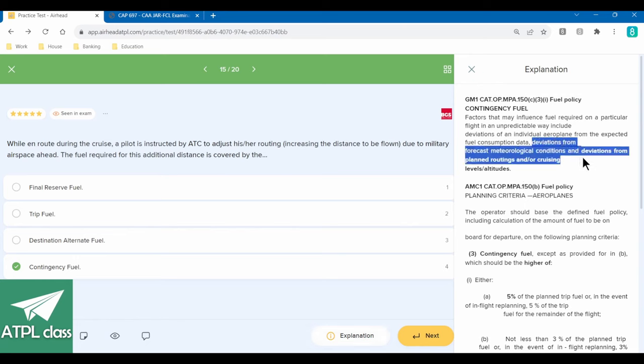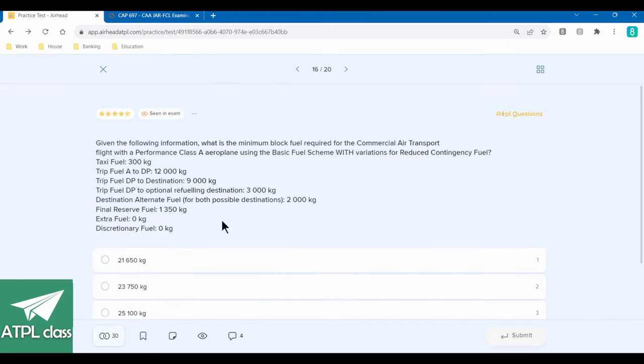Deviations from forecast meteorological conditions and deviations from planned routings, cruising levels, altitudes. Given the following information, what is the minimum block fuel required for the commercial air transport flight with performance class A airplane using the basic fuel scheme with variations for reduced contingency fuel?